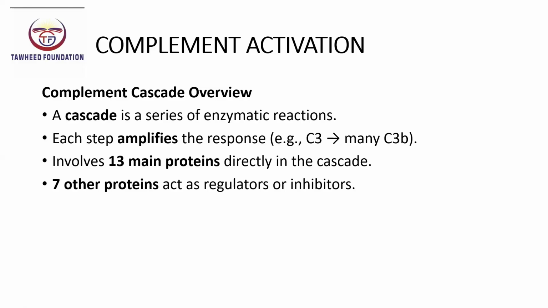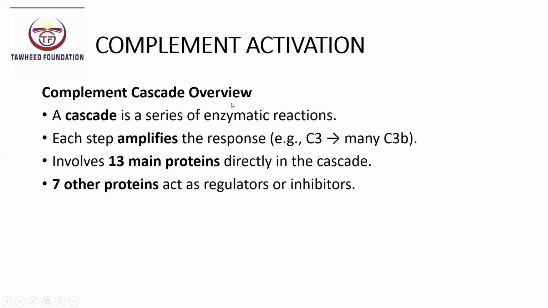There are about 13 complement proteins directly involved in this cascade. In addition, 7 other proteins regulate or inhibit these reactions, ensuring that complement activation is targeted and does not damage host cells. The concept of a cascade is similar to what we see in blood clotting. Once started, it amplifies itself quickly, but it must also be tightly regulated to prevent excessive tissue damage.